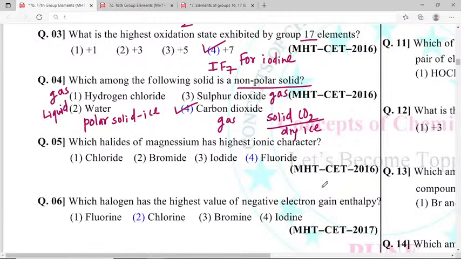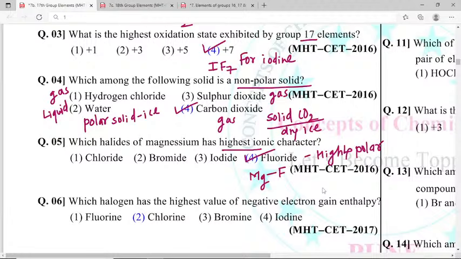Next question. Which halide of magnesium has the highest ionic character? Magnesium and fluorine. The magnesium-fluorine bond is highly polar, and highly polar shows highly ionic character.